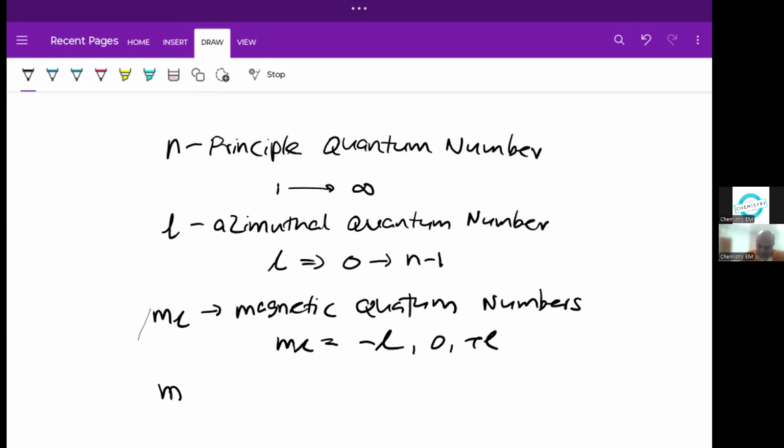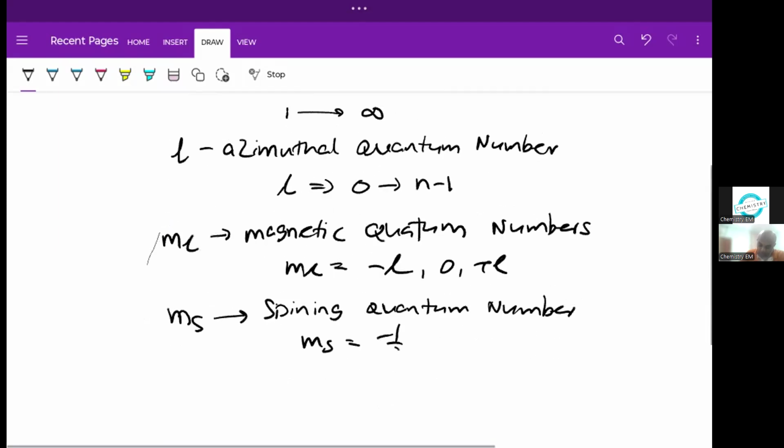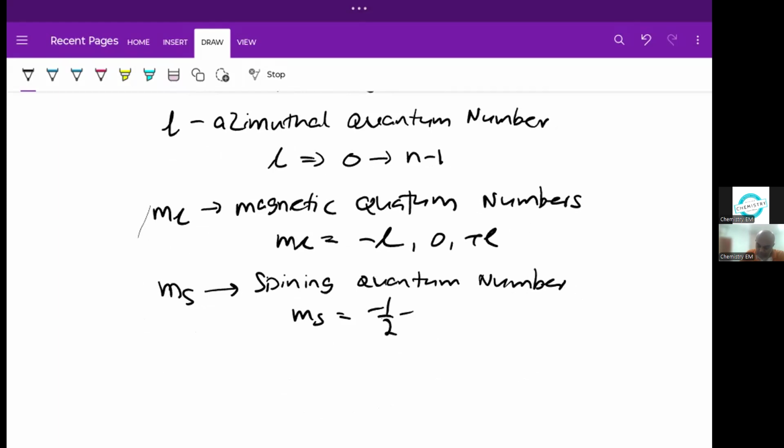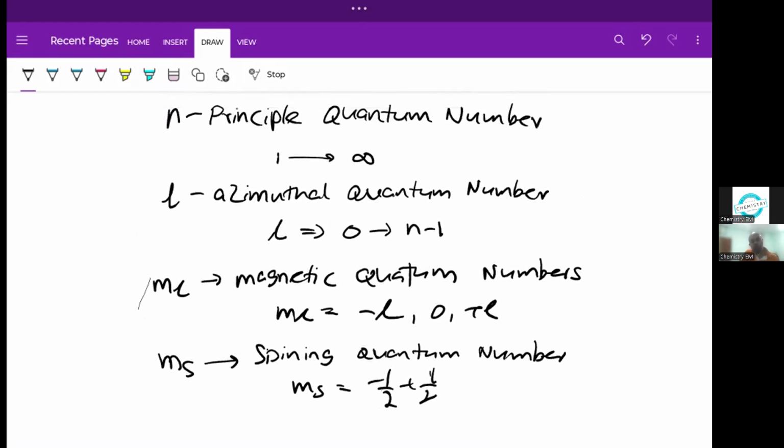Then we have spinning quantum number. So spinning quantum numbers are minus half and plus half. Minus half and plus half. So these are the 4 quantum numbers and their values.